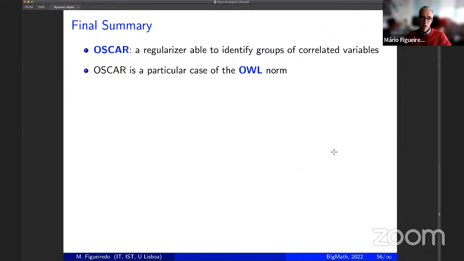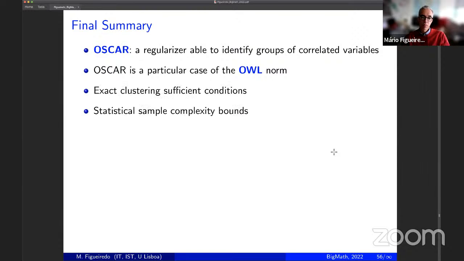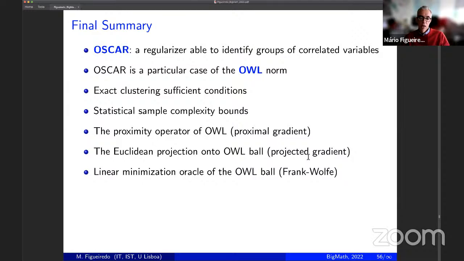So I'll just conclude with a final summary. We started with OSCAR, which was a regularizer that was able to identify groups of correlated variables. And we extended it and found out that it was part of a more general family called the OWL norm. We were able to prove, and of course there are papers, if you're interested you can read about it, I'll be glad to send you the papers, exact clustering conditions: under what conditions we are guaranteed to get explicit identification of the correlated variables. We also have statistical sample complexity bounds that I didn't explain.